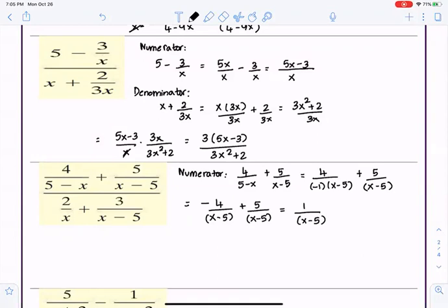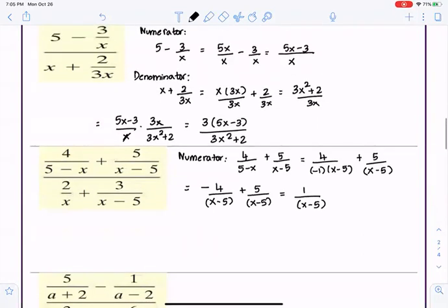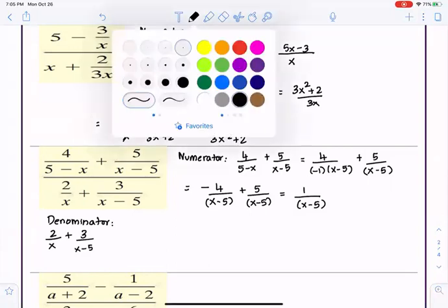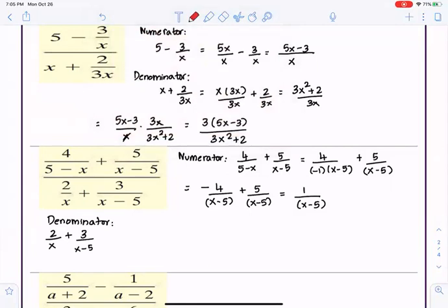So that's the numerator. The denominator, on the other hand, has 2 over x plus 3 over x minus 5. And if you look at the two denominators, they have nothing in common. So the LCD has to be x multiplied by x minus 5.